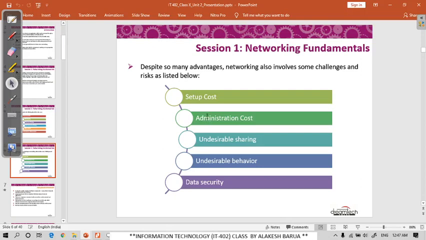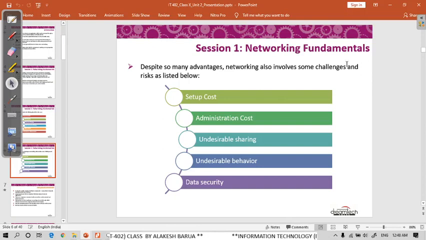Okay. Administration. Administration is another disadvantage of networking. How is administration a disadvantage of networking? Let's say a person can manage only 50 computers at one go. So if an organization or a company has, let's say, 100 computers, that organization or company will have to hire another person to take care of the next 50 computers.